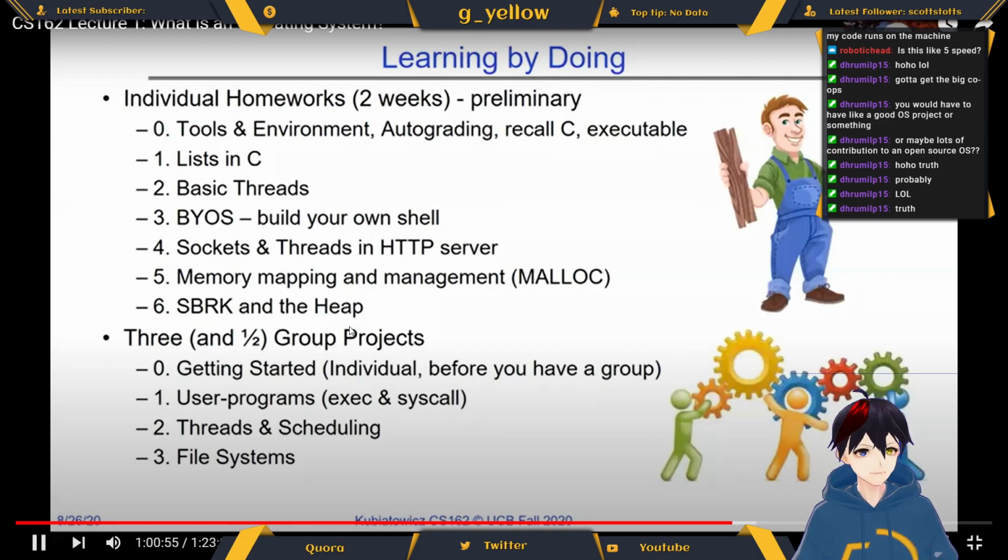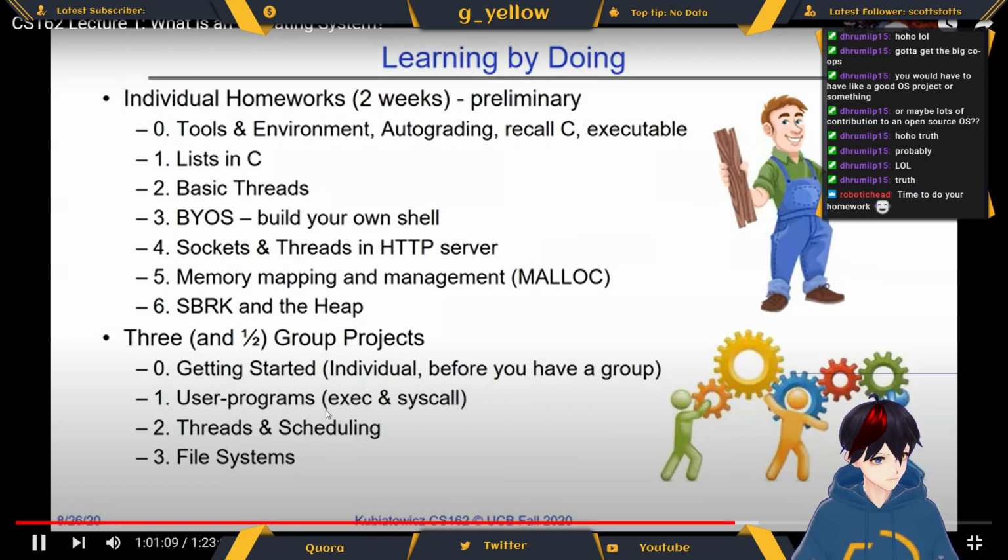Malloc and Heap. This class is as much about doing things as it is about knowledge. So you're going to build real systems, okay? And you're going to learn some important tools.